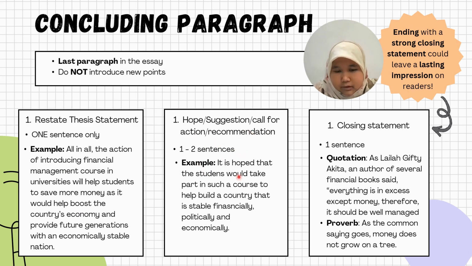For example, it is hoped that the students would take part in such course to help build a country that is stable financially, politically, and economically. So this is a hope. It says it is hoped that. And lastly, the closing statement. It is just one sentence only.